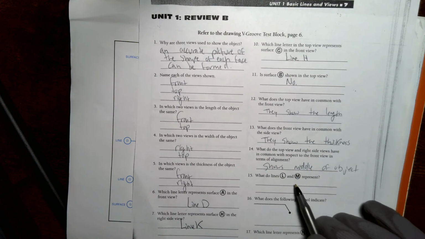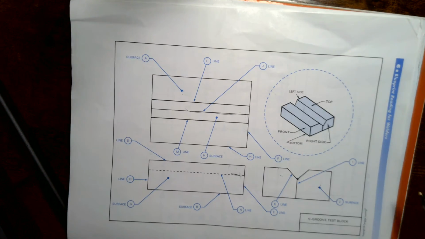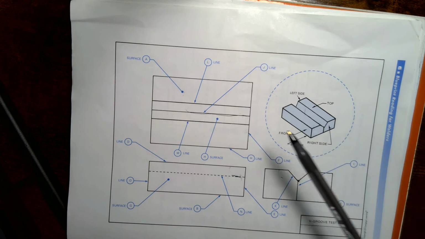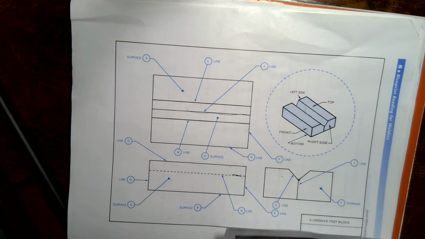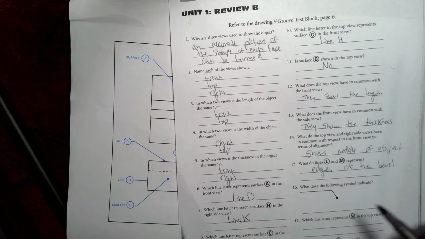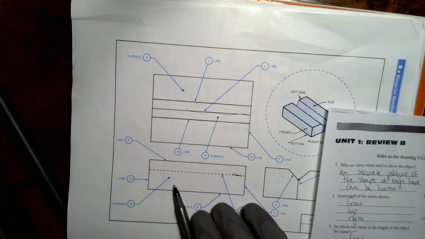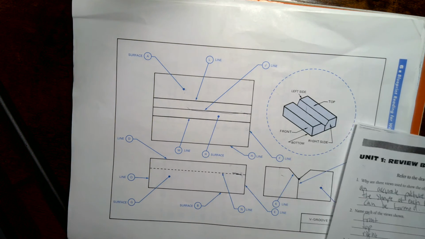That one was confusing. Number 15, what do lines L and M represent? L and M, they basically represent the edges of the bevel. I'm just going to put edges of the bevel. What does the following symbol indicate? The surface. This indicates surface.